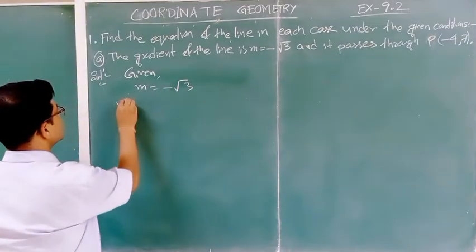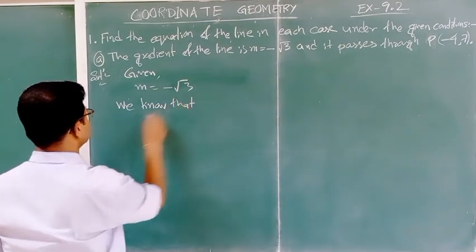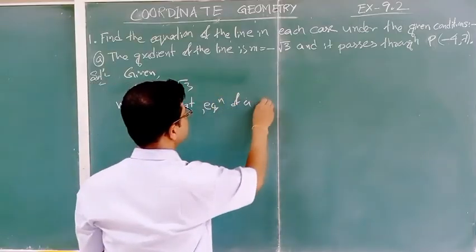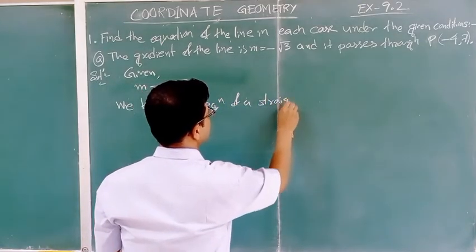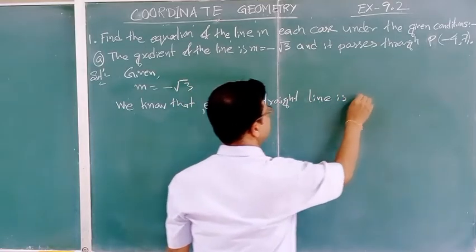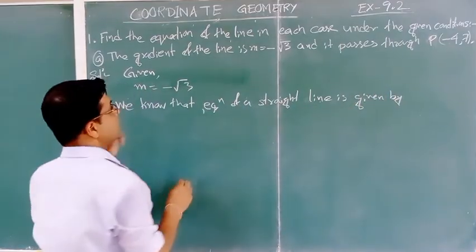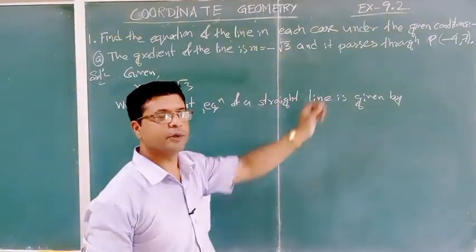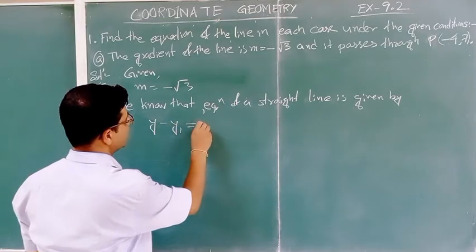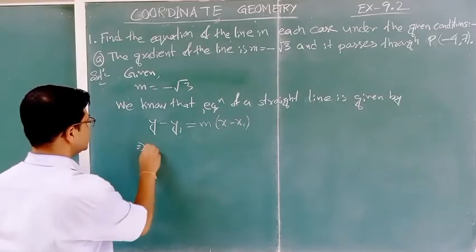So we know that the equation of a straight line is given by, what is the format? If the slope and the coordinates of one point are given, we know it: y minus y1 is equal to m into x minus x1, right? So here, just let us substitute.